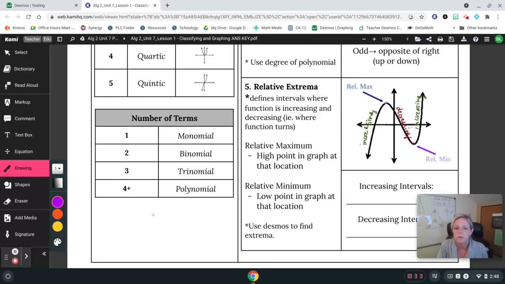The second term that we use when we're classifying is how many terms there are in that polynomial. So if there's only one term, it's a monomial regardless of what the exponent is. So here we're looking at how many of those terms do we have in between the pluses and minuses. So if there isn't a plus or minus anything, it's just 3x squared, that is a monomial. As soon as you say 3x squared plus something, then it becomes a binomial. And remember, we can add or subtract. So it could be 3x squared minus 5x. If we have 3 terms, it's a trinomial. And if we have 4 or more terms, it's a polynomial.